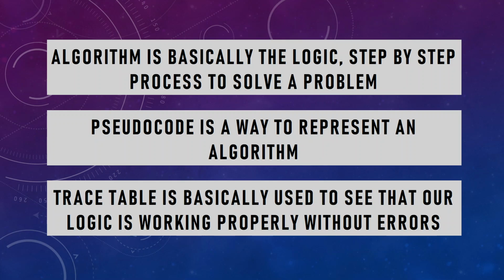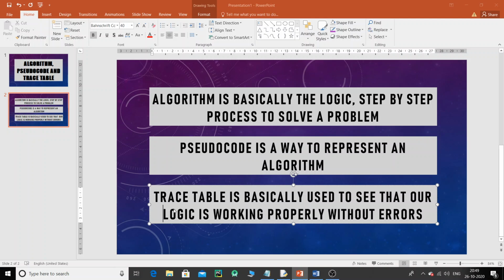I'm going to explain everything and show you practically what it means, and then we're going to understand the trace table and what exactly it is. Basically, a trace table is used to see whether our algorithm is working properly or not. We give a particular input and check whether it gives us the right output. That is what a trace table is all about. These are the three things we are going to understand today, so let's begin without wasting any further time.